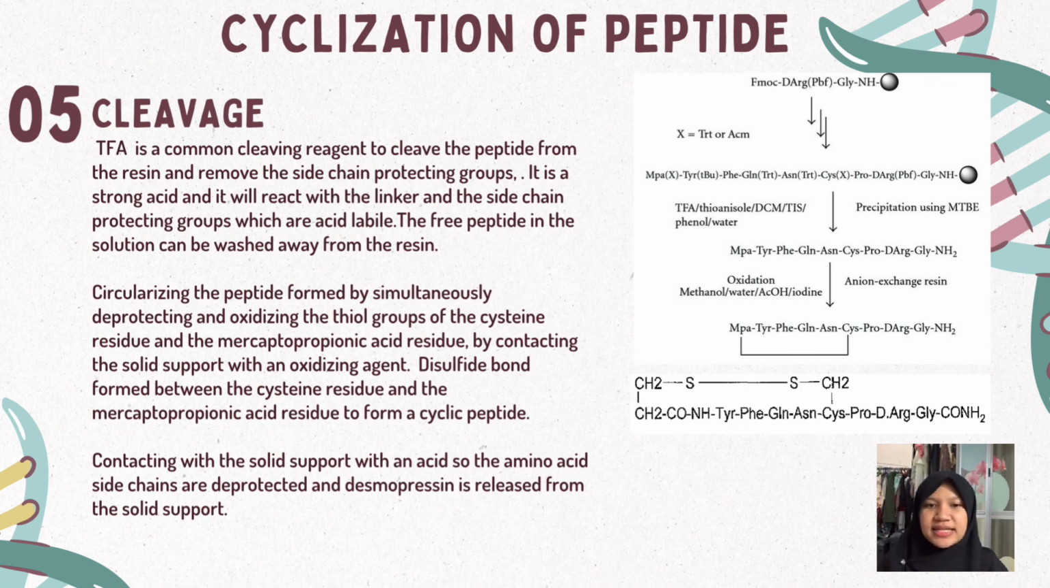Next, circularizing the peptide is done by simultaneously deprotecting and oxidizing the thiol groups of the cysteine residue and the mercaptopropionic acid residue by contacting the solid support with an oxidizing agent. And then the disulfide bond will form between the cysteine residue and the mercaptopropionic acid residue to form a cyclic peptide, as we can see in the diagram. Lastly, contacting the solid support with an acid, so the amino acid side chains are deprotected and desmopressin is released from the solid support. The diagram below shows the final product of desmopressin that we want.